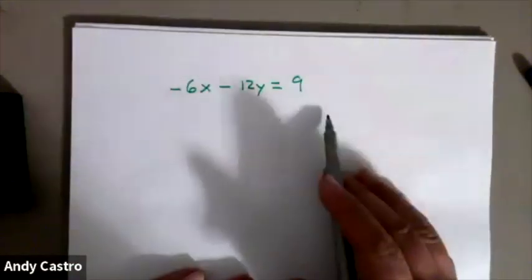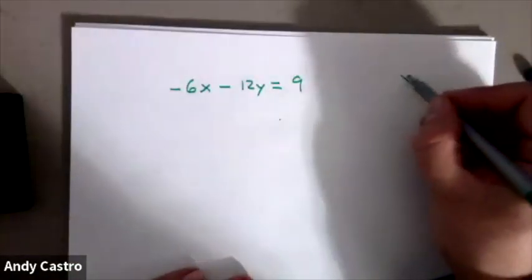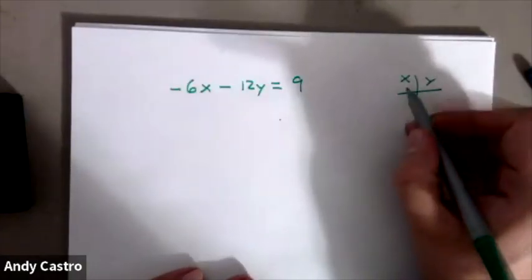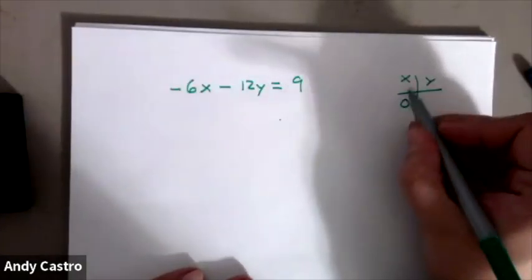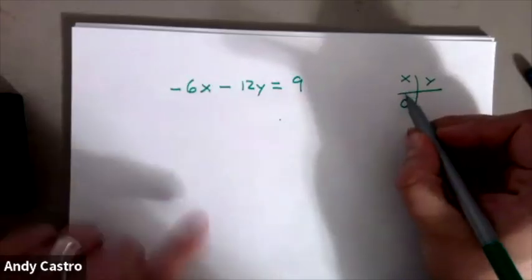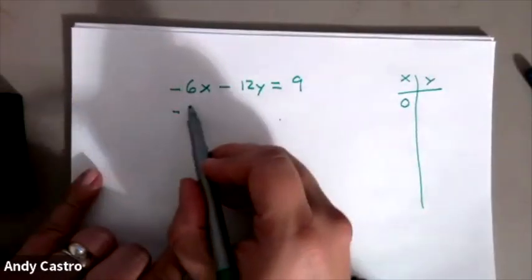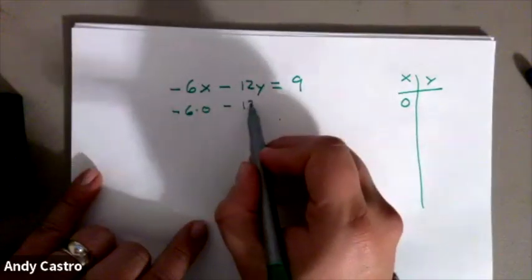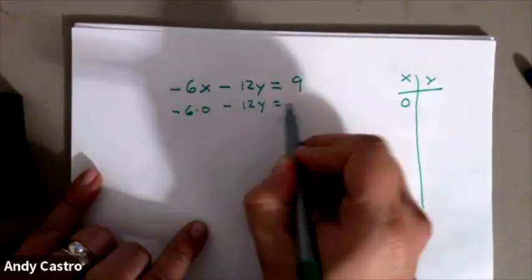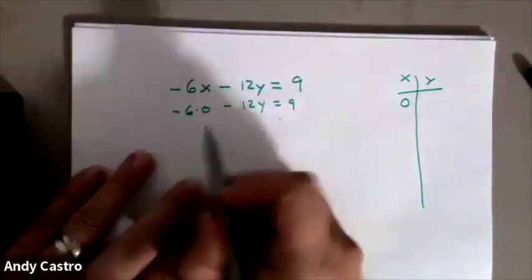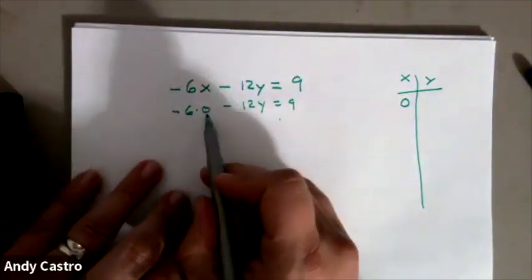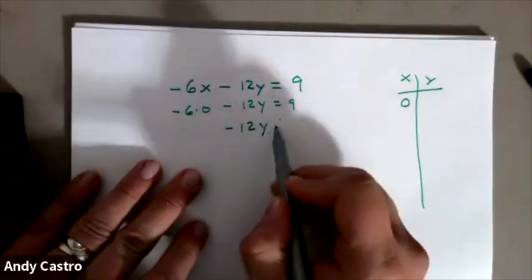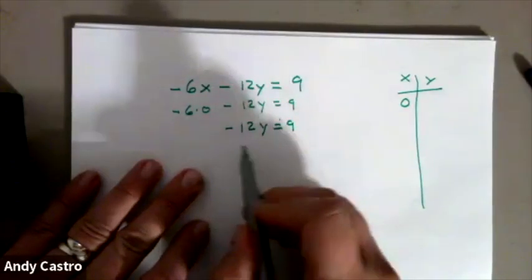Well, directly what we can do, if we wanted to, is we could make a chart and we can plug in values. Let's plug in 0 for x and solve for y. So if we do that, we have -6 times 0 minus 12y is equal to 9. -6 times 0 is just 0. So we're left with -12y is equal to 9.